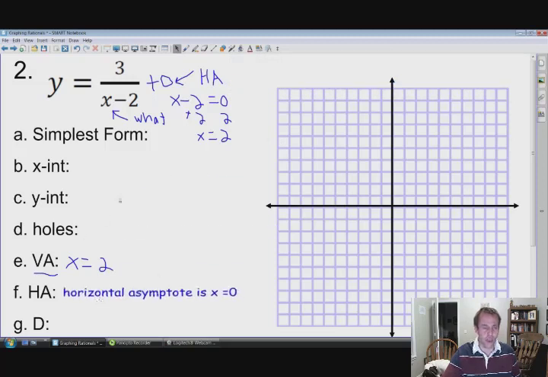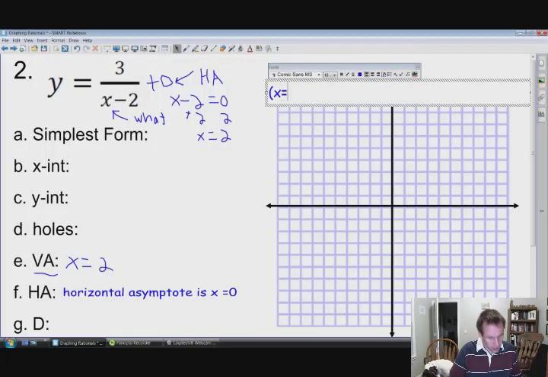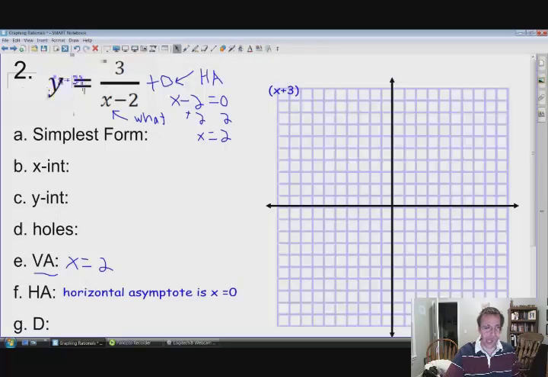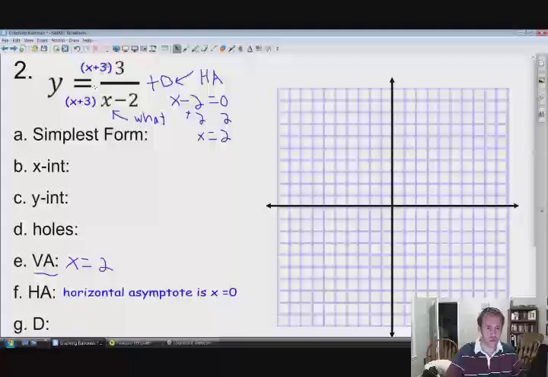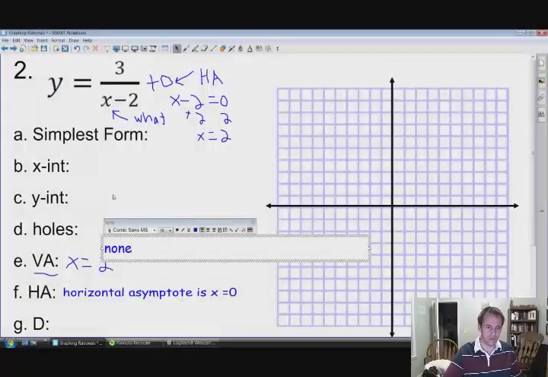Okay, so then do we have any holes? Well, holes is only if you had something like x plus 3 on top, as well as having that in the bottom. So if we had this on top and the bottom after factoring it, and then we cross them out, then that would be our hole. But because this is already simplified, that means that we have no hole there. So for number 2, we're going to put none.